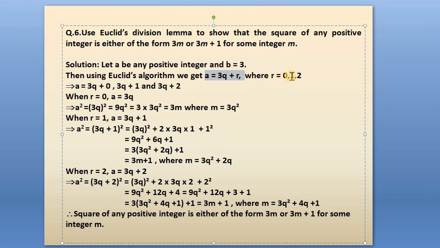So r is equal to 0, 1 or 2. So a is equal to 3q plus 0 in the first case, 3q plus 1 in the second case, and 3q plus 2 in the third case. It means that when the remainder is 0, a will become 3q. When the remainder is 1, a is equal to 3q plus 1, and when the remainder is 2, a is equal to 3q plus 2.